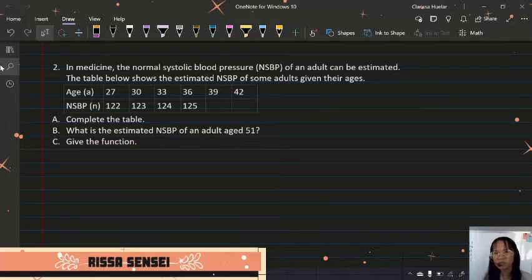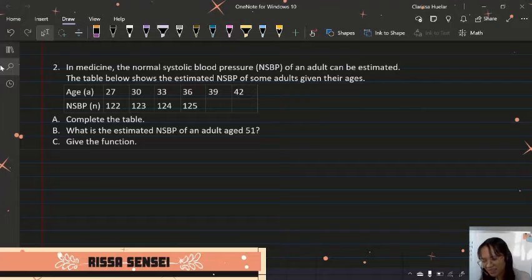So, that's when your heart beats, how much pressure. The diastolic naman is how much pressure your blood is exerting against your artery walls while the heart is resting between beats. So, when the heart beats, that is for systolic. When the heart is resting in between beats, that is for diastolic. Anyway, that's just trivia.